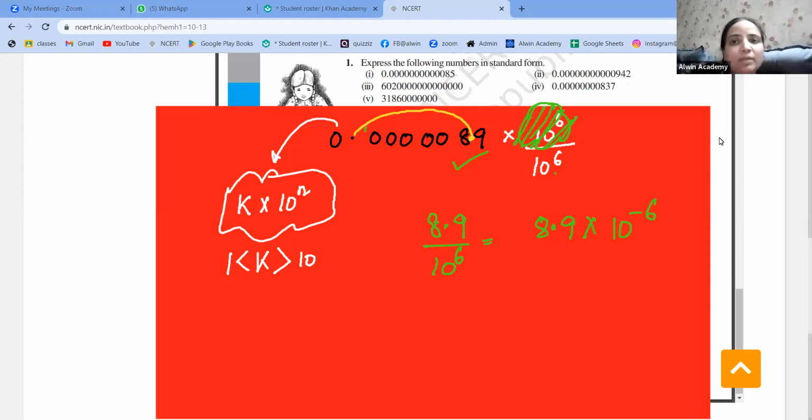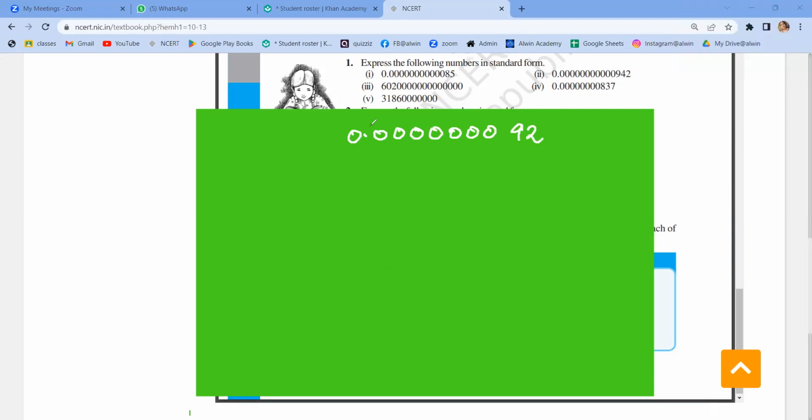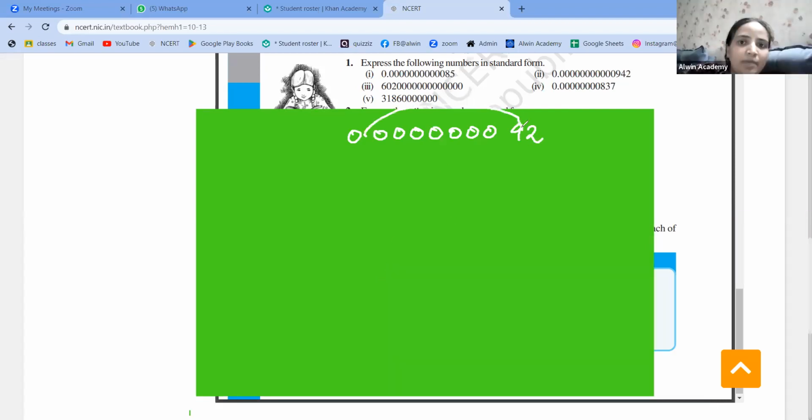Chalo, now we'll be discussing 2 more examples of the same type. So this is this question: 0.00000092. Now the point has to come here, right?